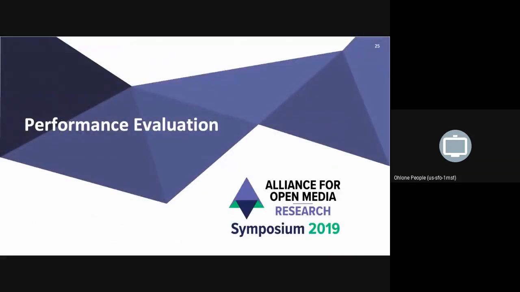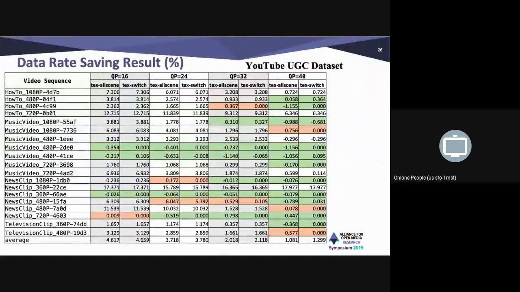All right, so let's take a look at how this works. I'm going to show 2 table results. The first shows the data rate saving results. Here are some sequences selected from the YouTube UGC dataset. The green indicates that when we turn on the switchable texture mode, we're indeed seeing better performance. And the red is where it's actually having less data rate savings compared to when we enable it. The greens and reds are not very obvious, but you can still see it.